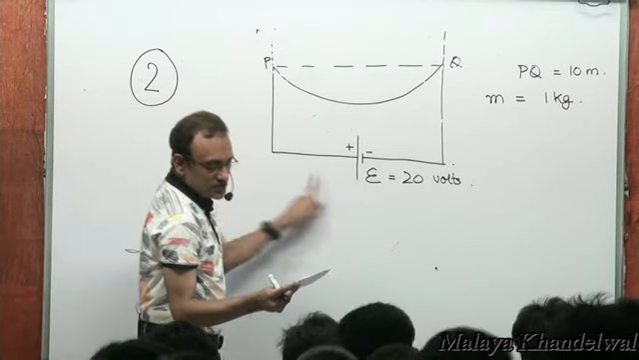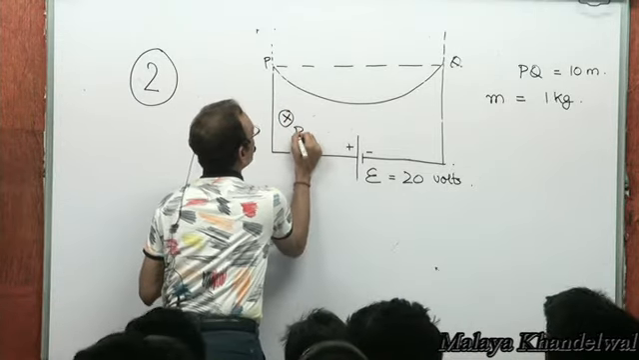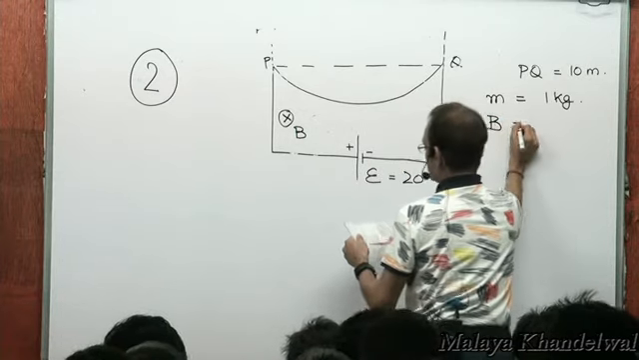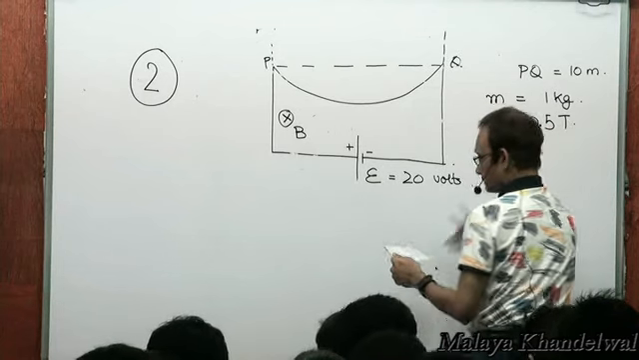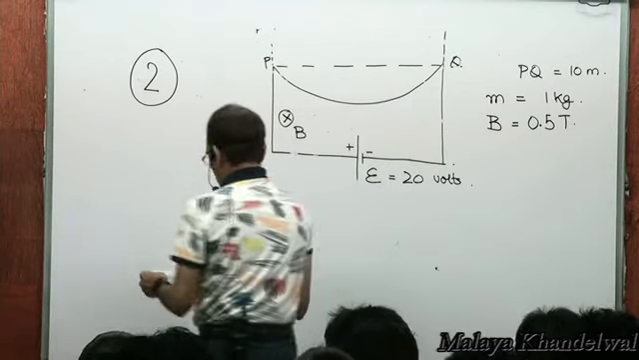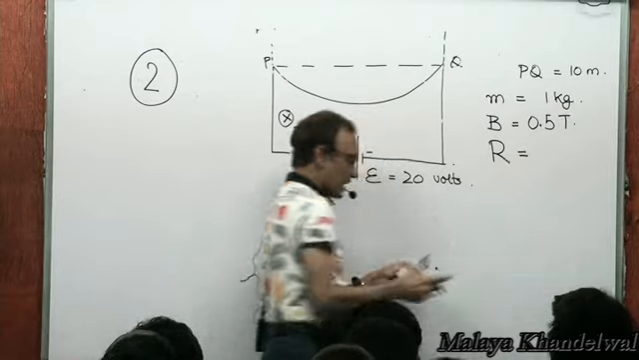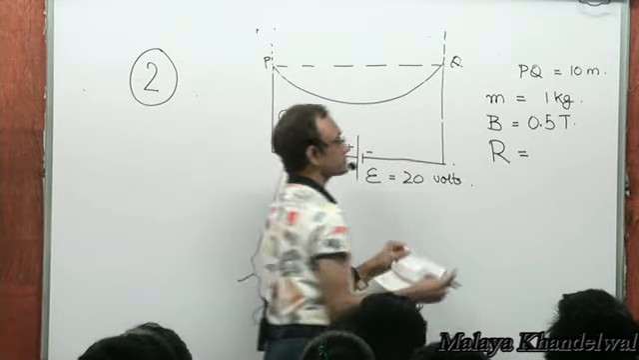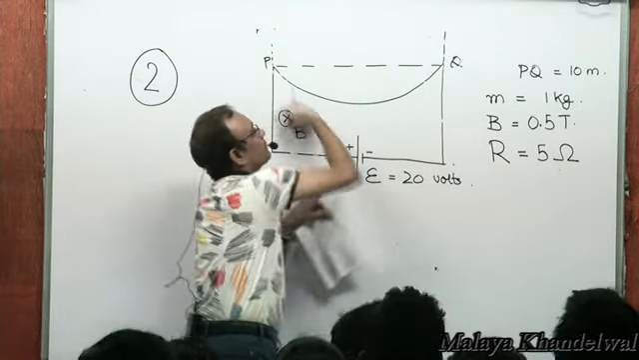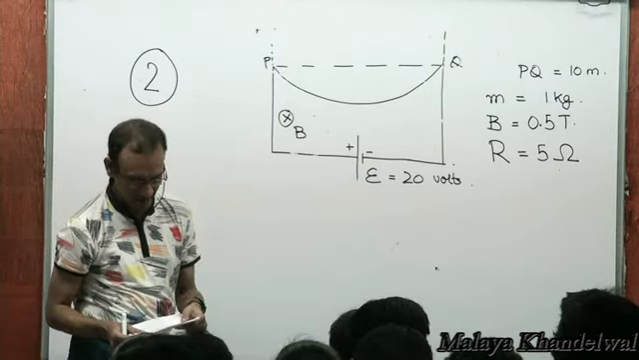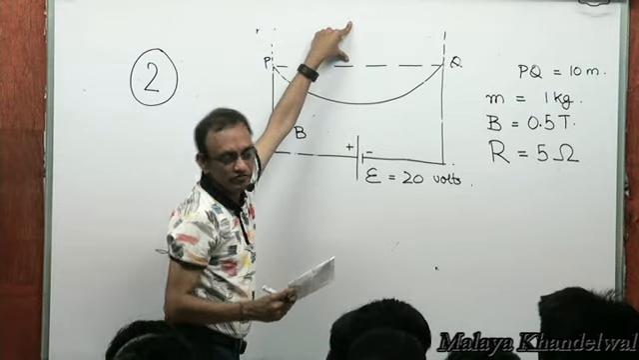The ends are connected to a 20-volt battery, and this entire thing is a region of B going into the plane, equal to 0.5 Tesla. This ring has a resistance R, which is given to be 5 ohms. And the resistance of the poles which complete the circuit is negligible. That's given. We want to find the speed of the ring as a function of time.